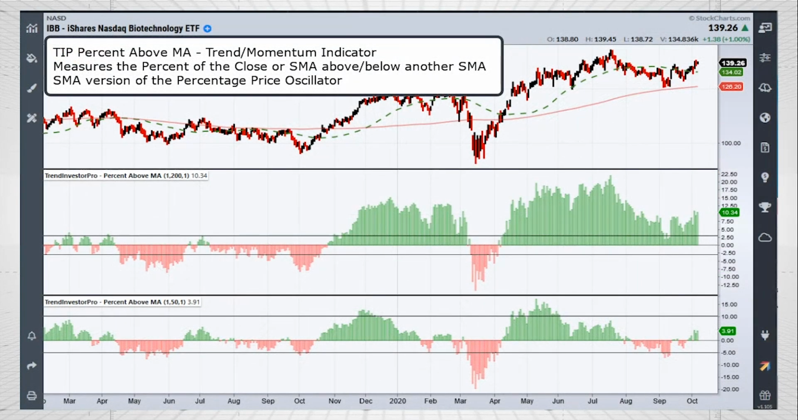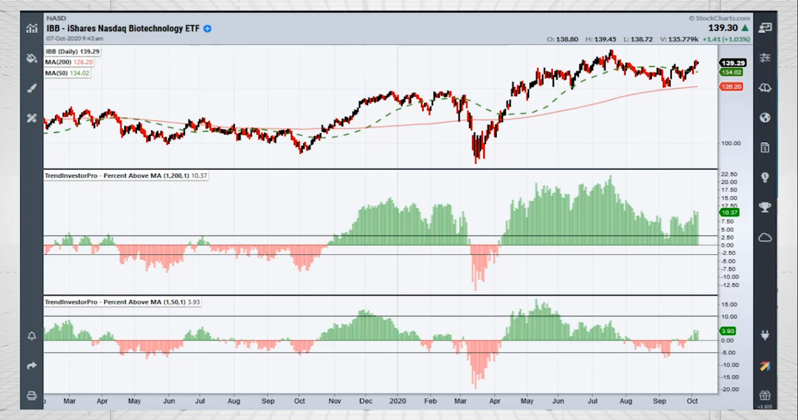The next indicator is the percent above a simple moving average. This can be the close above and below a moving average, or a moving average above and below a moving average in percentage terms. It's kind of like the simple moving average version of the PPO, the percentage price oscillator, which typically uses an EMA. And I've got 2 versions here.